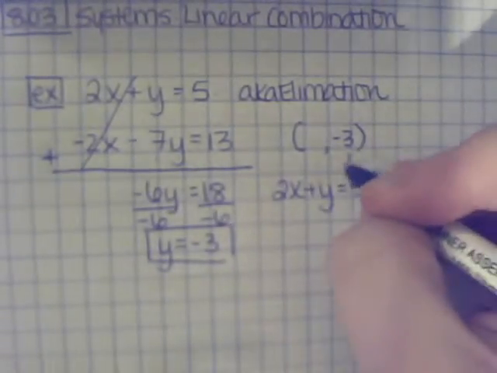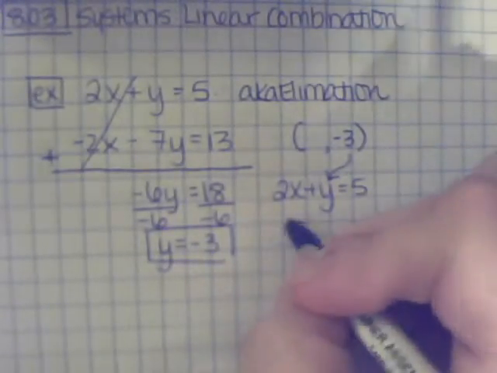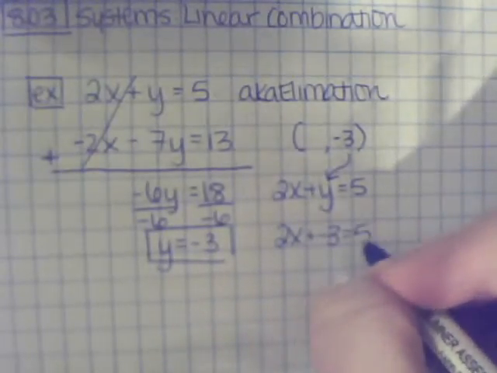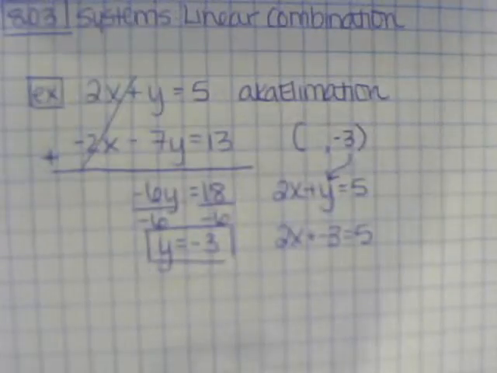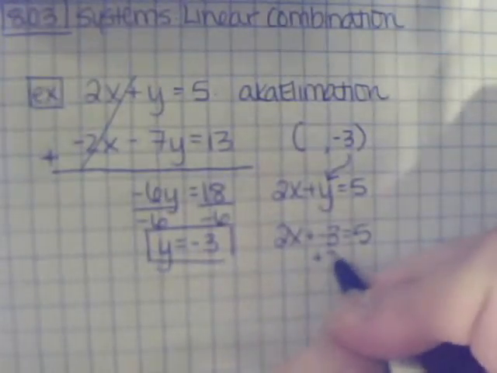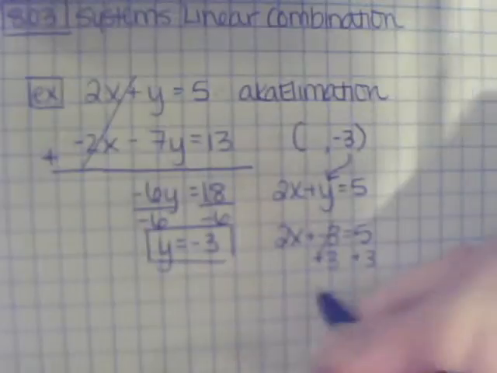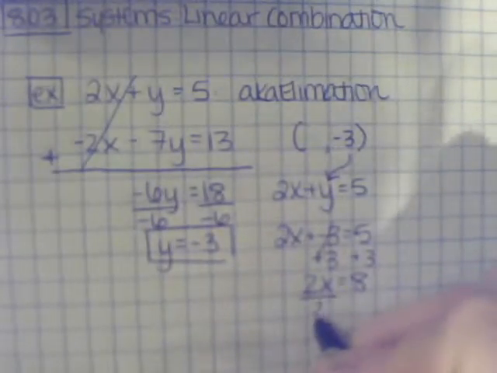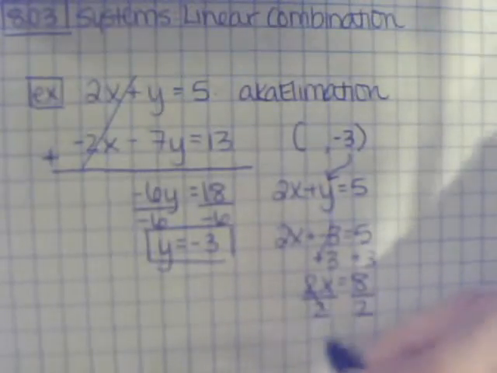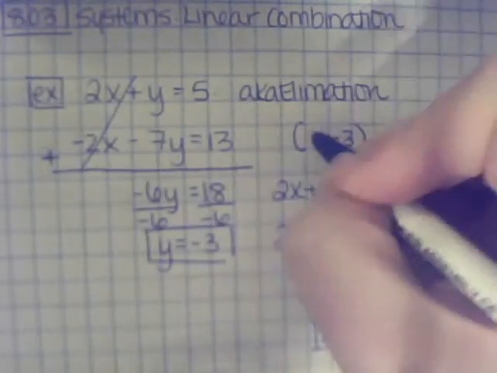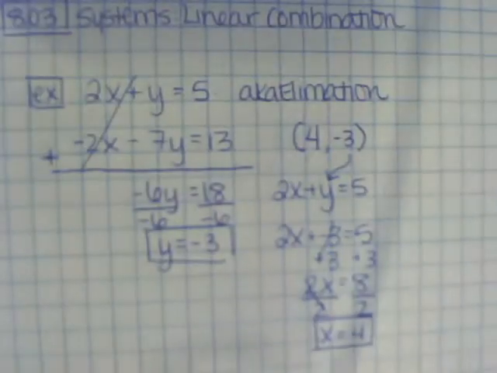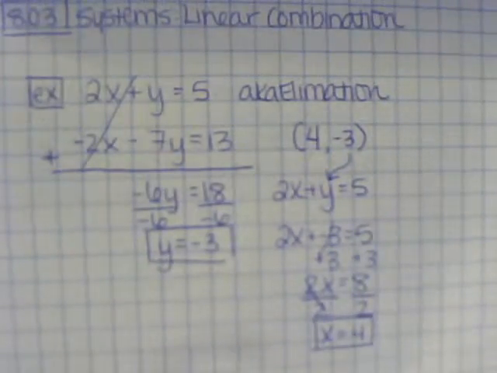I know that y equals negative 3, so I can plug in a negative 3 where the y goes. And then I solve for x. So I add 3 to both sides, and I get 2x equals 8. Divide by 2, and I'm left with x equals 4. And that gives me my coordinate. 4 comma negative 3 is the solution to this system.